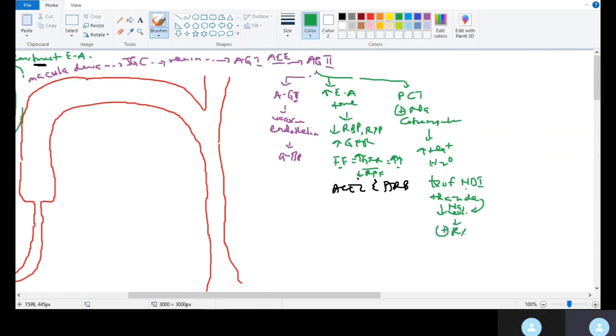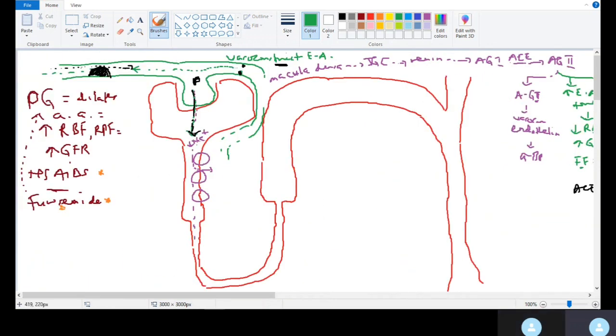It's going to activate RAAS. If it activates RAAS, angiotensin 2 will work at the PCT, and it's going to increase sodium and water reabsorption. So you are increasing the proximal reabsorption of sodium and water before the water gets to the loop of Henle and goes to the distal part of the nephron, where there's no ADH, and we would be losing a lot of water in urine.